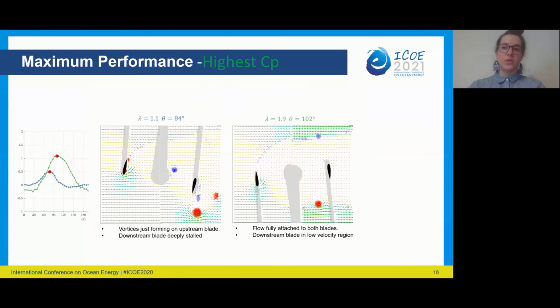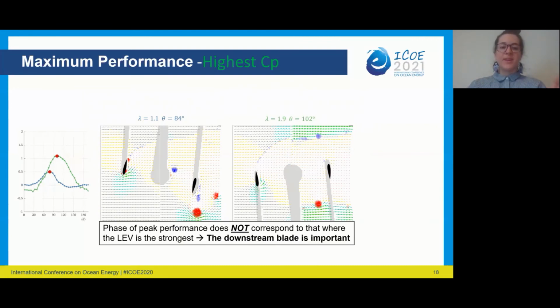So to do that, we're first going to look at the individual phases of maximum performance. So for the 1.1 case, our poor performing case, we can see that the vortices are just forming on the upstream blade, but the downstream blade appears completely stalled. In contrast, for 1.9, the flow appears to be attached on both blades, and the blade in the downstream region is in a low velocity region and likely is producing little drag. Notably, the phase of peak performance does not correspond to that where the leading edge vortex is the strongest, thereby suggesting that the downstream blade is important.